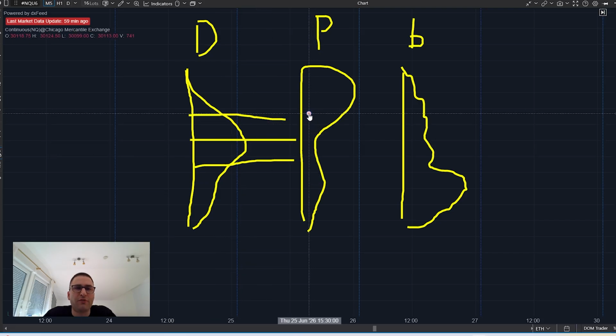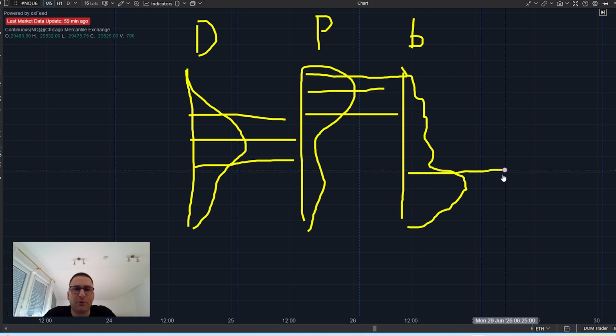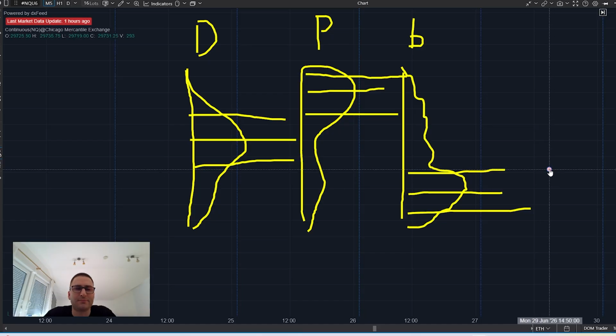Then in a P profile, our value area usually is up here, and our VPOC as well. And the same applies also for a B profile. So it doesn't always have to be like that, but in most cases it should be like that. So how can we use that to our advantage?